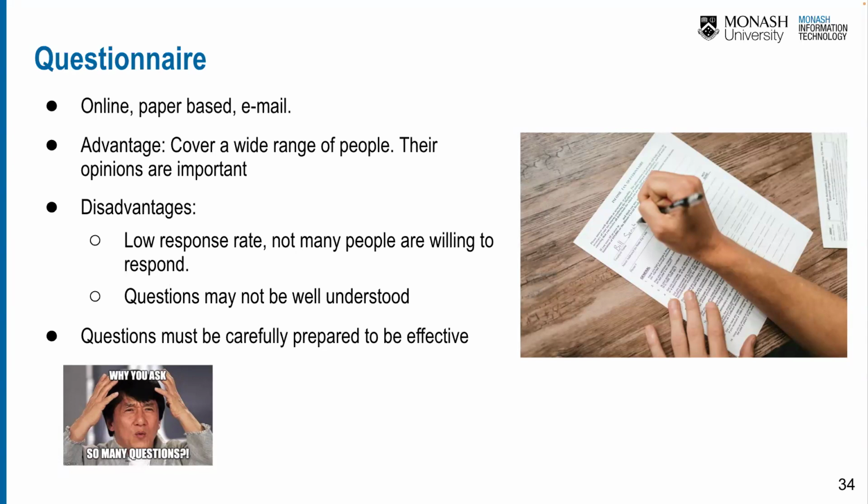Because when you reach a million people, it doesn't mean that you will get a million responses. You may get, let's say, only 1,000 or 200, that kind of thing. Okay. So the downside of the questionnaire is that not many people are willing to respond, right? And some questions may not be well understood because it is only a one-way communication channel.